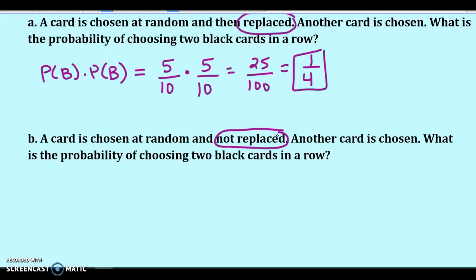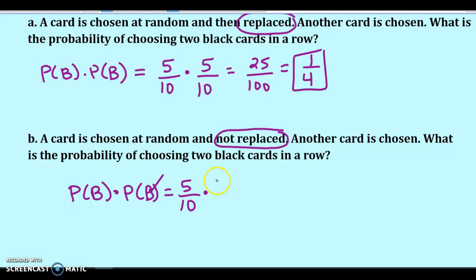So we still want to know the probability of choosing 2 black cards in a row. So we're still looking at the probability of getting a black card and the probability of getting another black card. The only difference is that now I have a 5 out of 10 chance of getting a black card on the first draw because there are 5 black cards and 10 total.